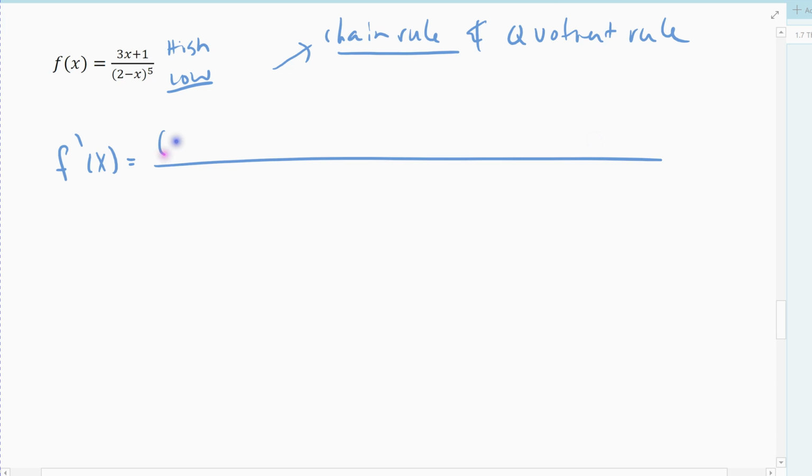It's the low as is, 2 minus x to the 5th, times the derivative of the high, which is just 3, minus the high. And make sure you put parentheses because that negative is outside of that group. Times the derivative of the low, which is where the chain rule comes into play. So the low function is the chain rule. I've got to pull my power 5 out, times my group raised to 1 degree less, so 2 minus x raised to 4 degrees. Not done yet.